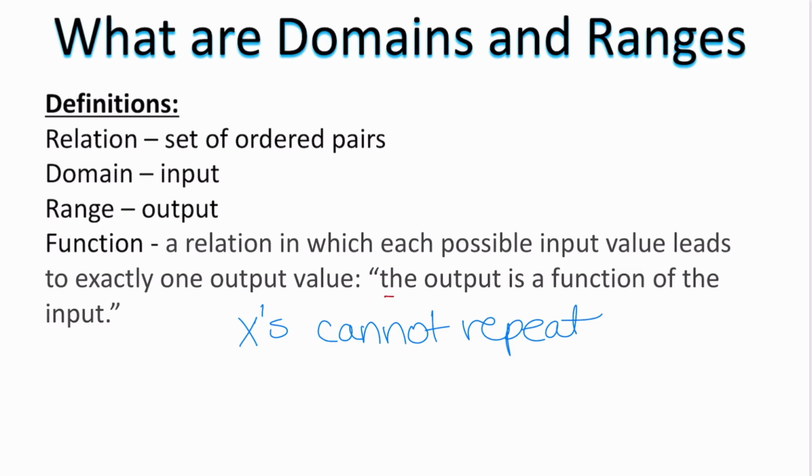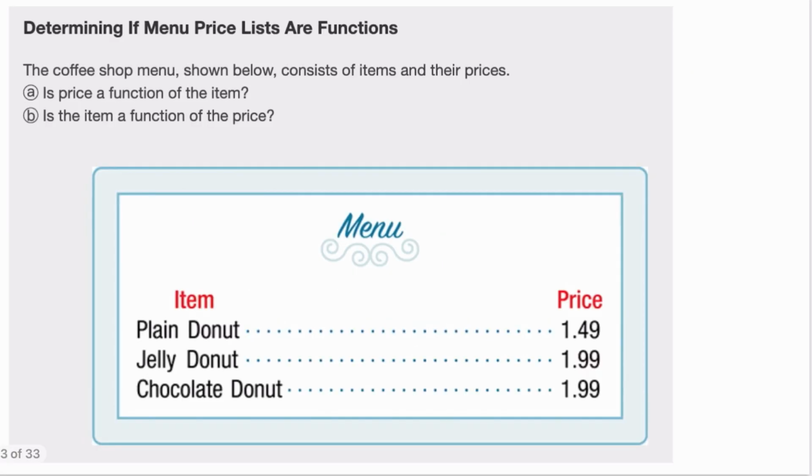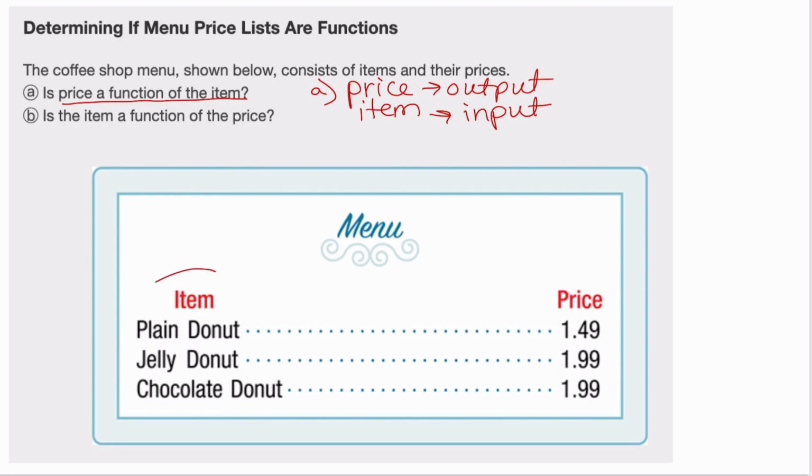We say the output is a function of the input. So in this example, if we're asking is price a function of the item, that makes price the output, and the item in this part A is going to be the input. So that means I can look at the items right here, and these are my inputs.